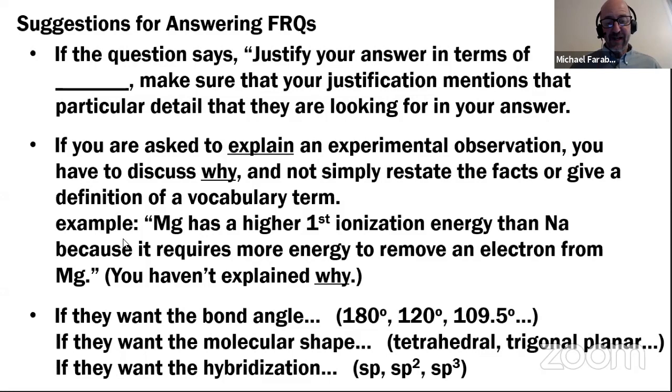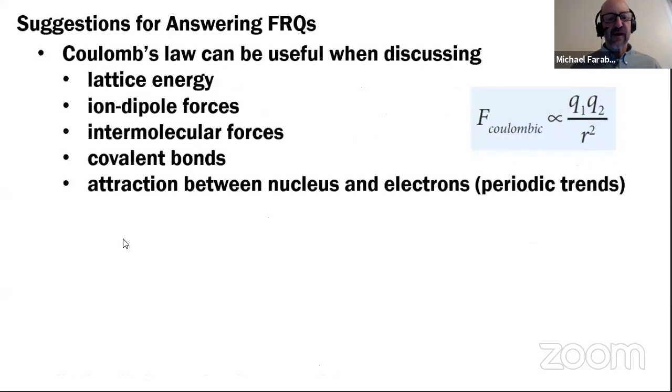Now, if they want the bond angle, then give a number. Give the bond angle. If they want the molecular shape, then give the name of the shape. If they want the hybridization, sp, sp2, sp3. So don't confuse these terms. The bond angle is not tetrahedral. The molecular shape is not sp3. So be careful to be clear with your choices of words and terms.